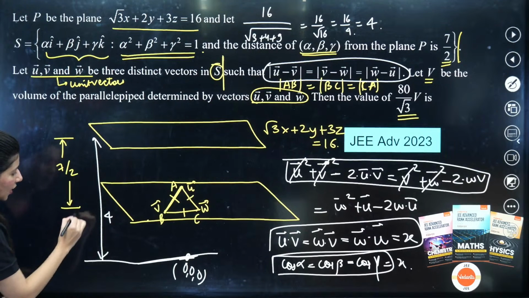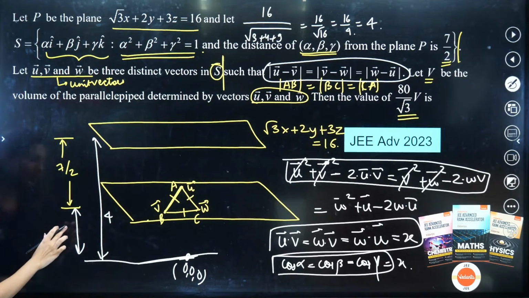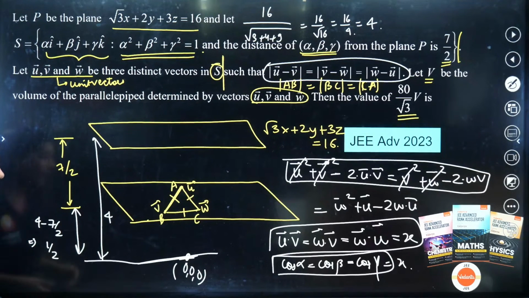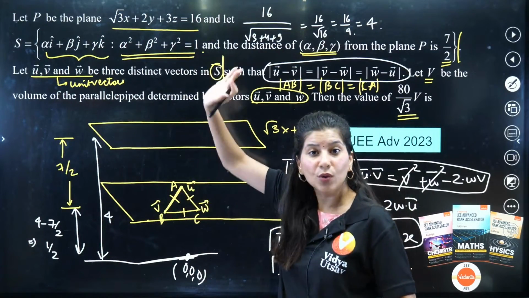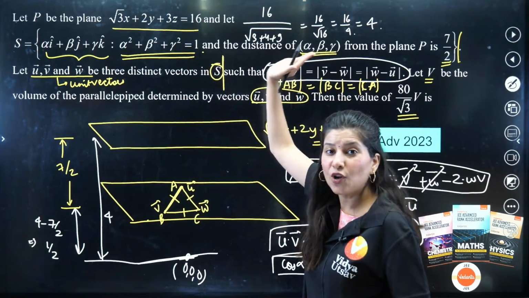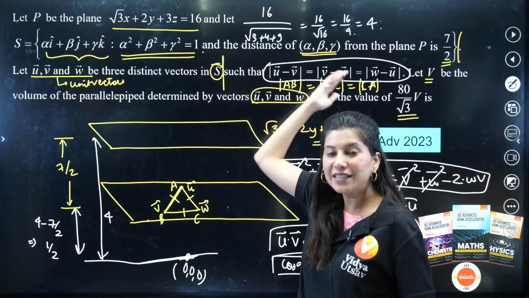This is the 4. What about this? Can I calculate this? This value will be 4 minus 7 by 2, which is 4 twos are 8, so 1 by 2. So basically what is happening over here? This was the only job of the plane. Now the plane is gone. Just remove it because the plane is not used anywhere else. Only the distance matters.